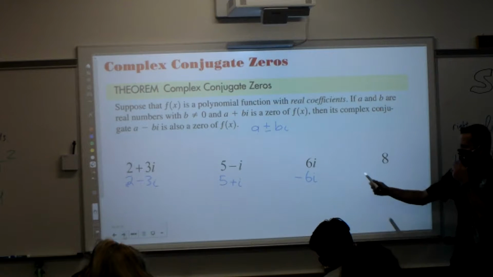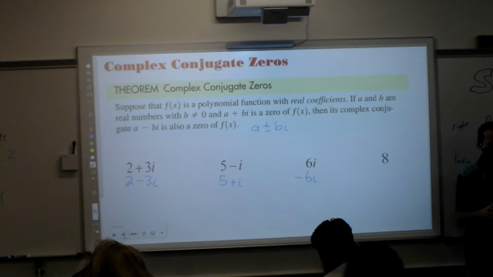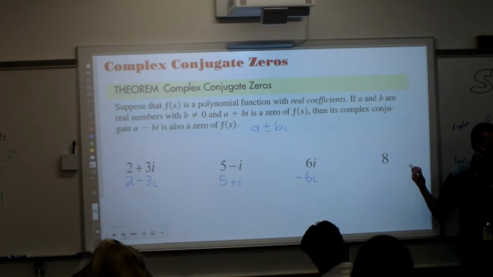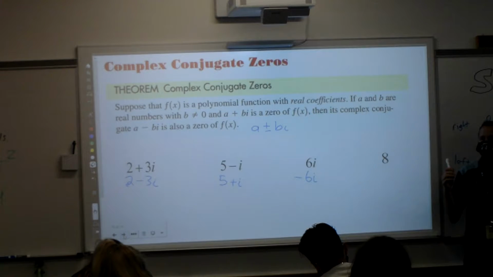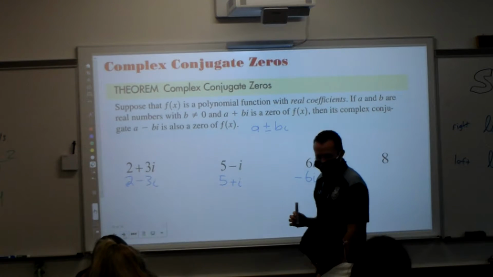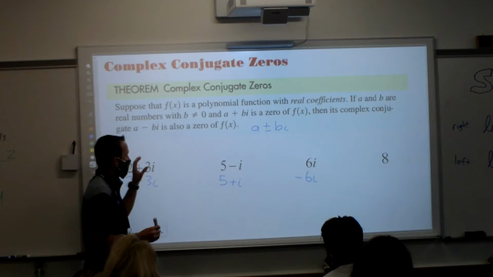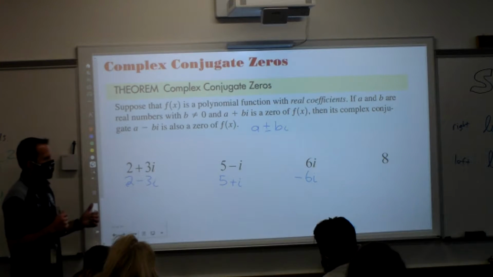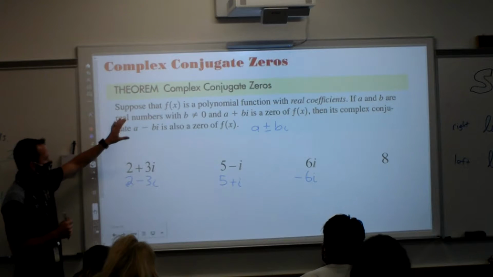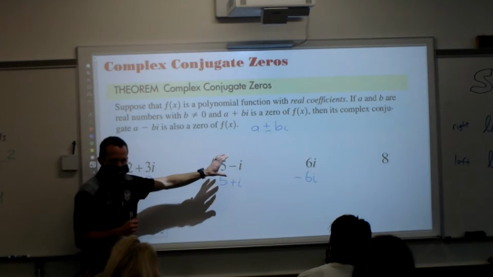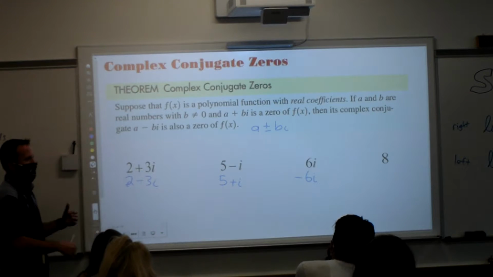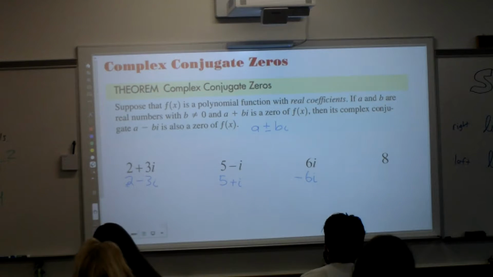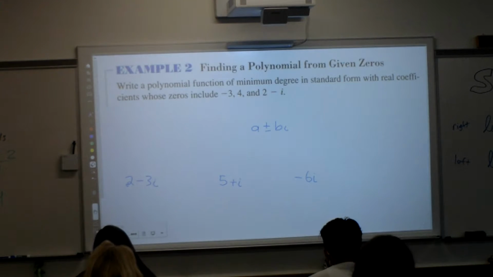If you see imaginary roots, they come in conjugate pairs. But do real numbers come in conjugate pairs? No. So be careful on that. We're going to do some examples where I'm going to give you some of the roots. And then the first thing you're going to do is figure out, are any of them imaginary? If so, they need to come in pairs. Add in those extra roots and go from there. So we'll see an example of what that looks like right now.